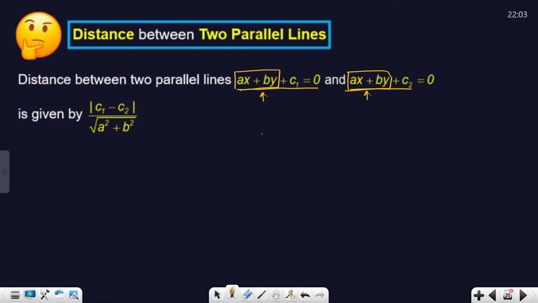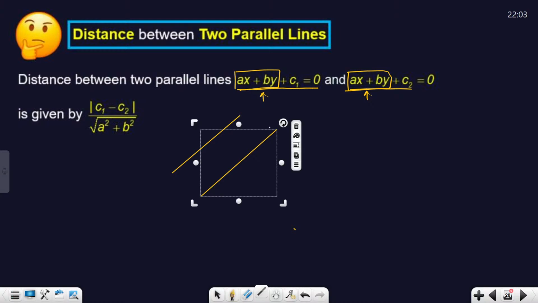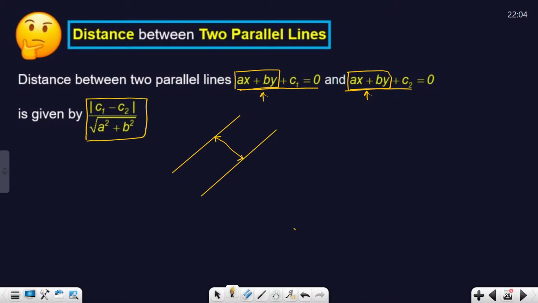Now, if they are parallel, let us consider these two cases. This is one line and let us say this is another line. Now, all we have to do is find out the distance between these two parallel lines, and the distance between these two parallel lines is nothing but modulus of C1 minus C2, the difference between the constants, divided by root over of square of the coefficient of x plus the square of the coefficient of y. That's it.